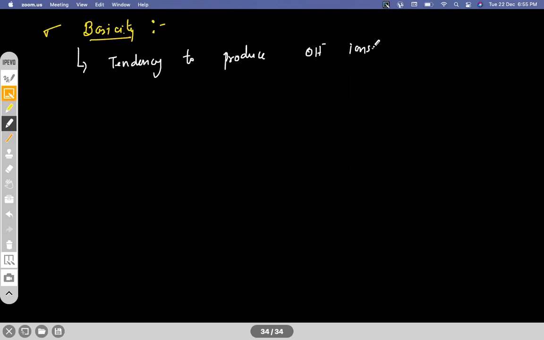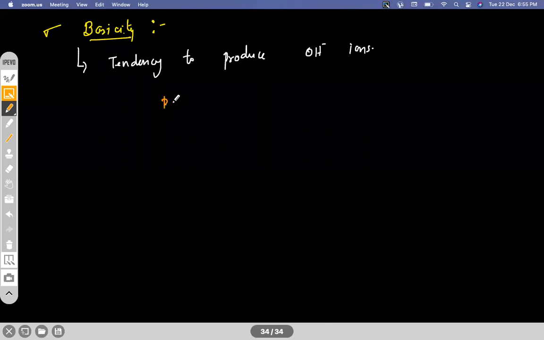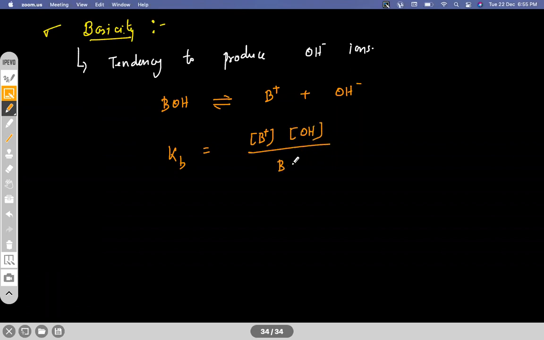More OH minus ion, more will be the basicity. Suppose we have a base, and that is BOH. This gives B plus OH minus. And for base, we'll write down KB: B plus, OH minus over BOH.